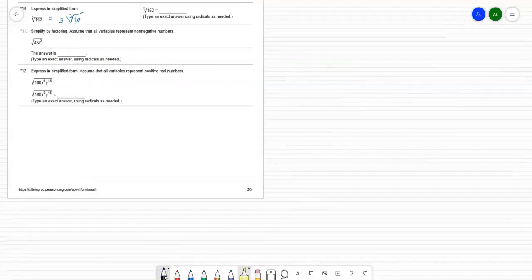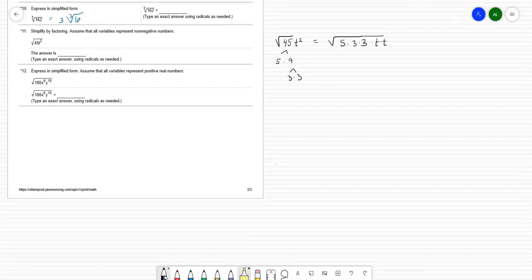All right, so now we're on number 11, and we are finding the square root of 45t squared. So we're not only looking at the prime factorization of 45, we also want to list the prime factorization of t squared. So, of course, 45 is 5 times 9, and 9 is 3 times 3. So I can easily write the square root of 45 as 5 times 3 times 3. And easy enough with the t squared, of course, that's just simply t times t.